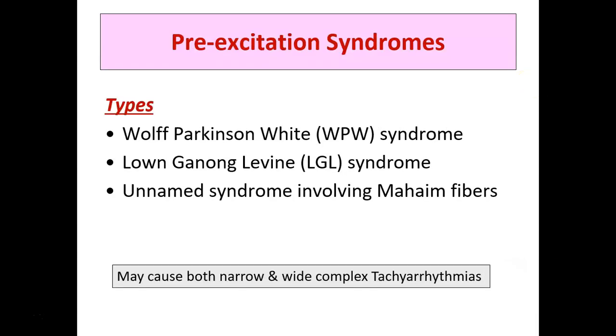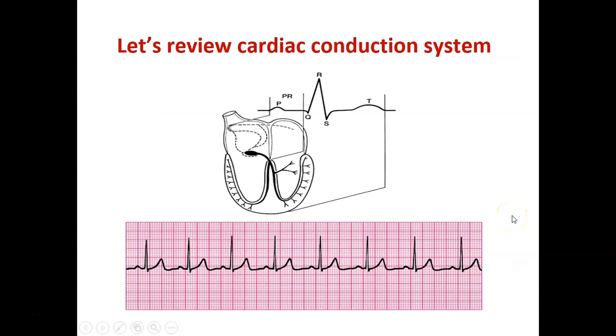So basically there are three types of pre-excitation syndromes. The most famous and well known is Wolff-Parkinson-White syndrome, or WPW syndrome. The other one is Lown-Ganong-Levine syndrome, or LGL syndrome, and the third is an unnamed syndrome involving Mahaim fibers. These pre-excitation syndromes may cause both narrow and wide complex tachyarrhythmias.